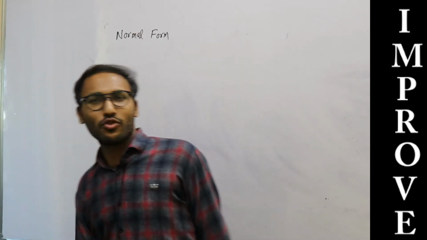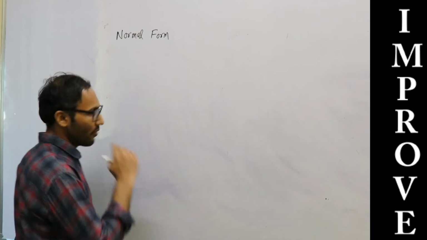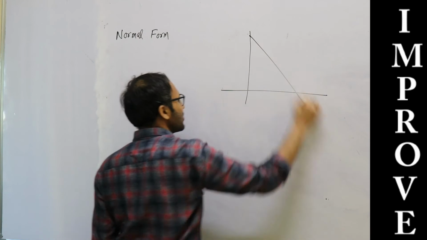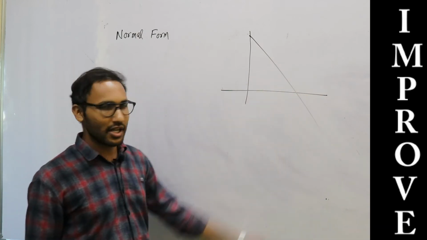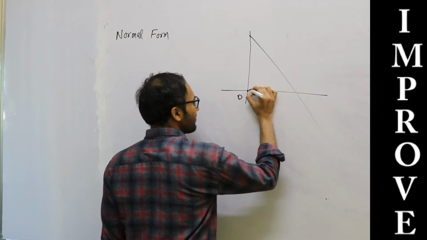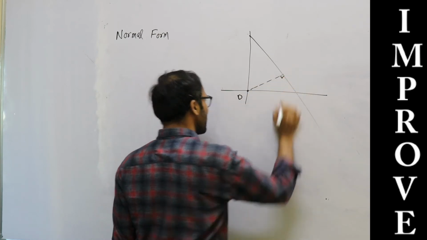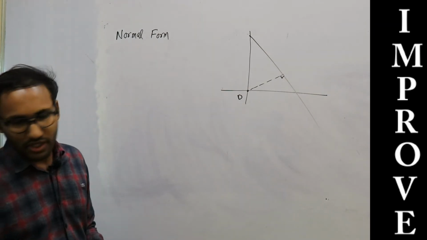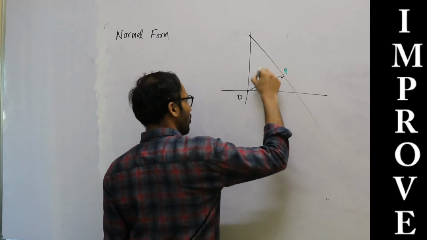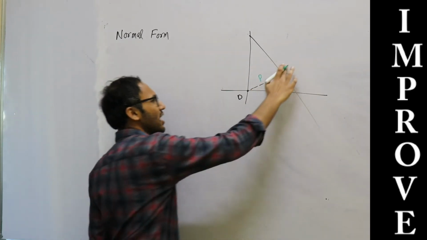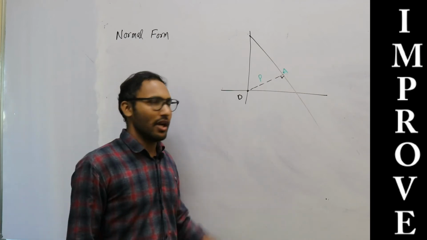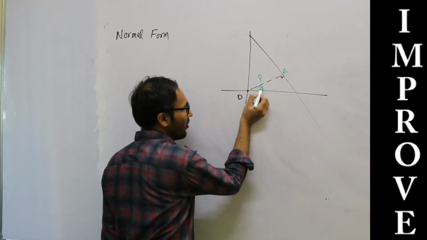Now the next form is normal form. So in normal form what we are doing, just look carefully. Suppose this is a straight line, and from origin there is a perpendicular drawn on it. Suppose this point is called P, and the length of OP is P. Suppose this is A, otherwise there will be confusion. OA will be P, and suppose this angle is alpha.